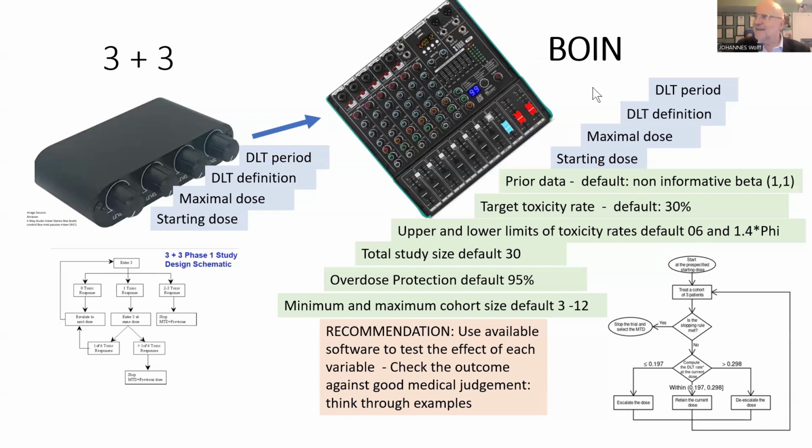BOIN design has the same 4, but you actually can't determine them before you know how the statistical part turns out. And for the statistical part, there are 12 further decisions to be made. Number 1, prior data. This is Bayesian Optimal Interval design. Bayesian needs priors. Default is we don't use priors. It is non-informative. That's how you get over that question when the statistician asks you.